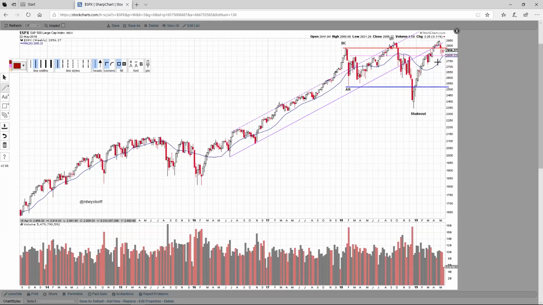The other thing I want to point out is this demand line right here. Notice how the S&P 500 rode along the demand line and then just suddenly failed below that demand line. It's out of the channel, and it also failed the resistance line. So let's keep that in mind as we move forward.